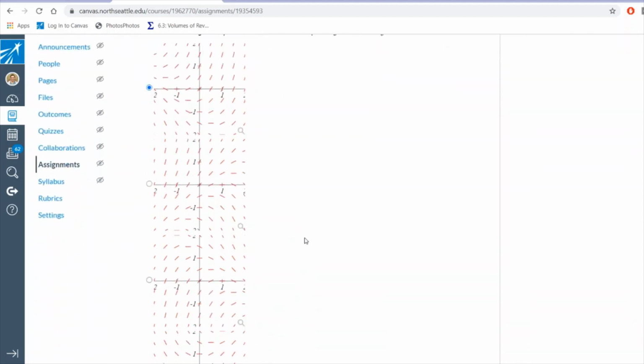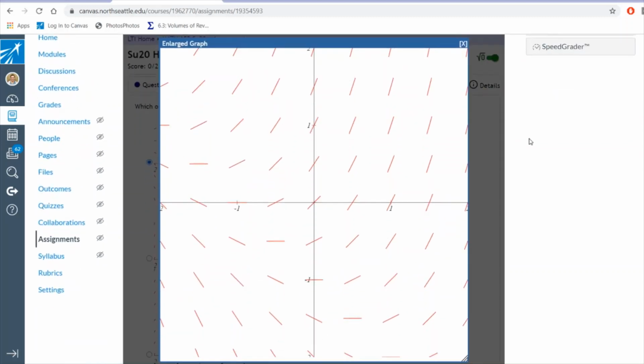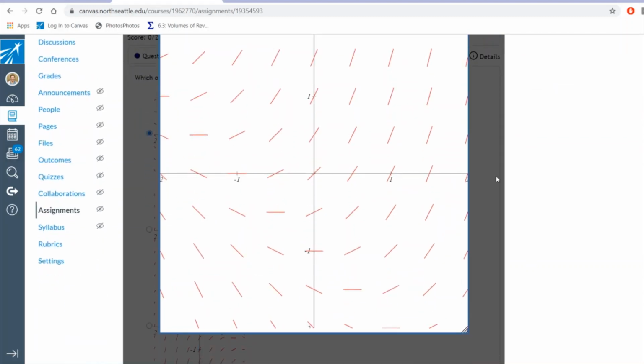One other thing I want to mention, and hopefully you've figured this out yourself: on any questions with graphs, if they have this little magnifying glass, you can pull it up and get a better picture. I know it's a little confusing to look at them all at once, so you can also pull them up and look at them individually.